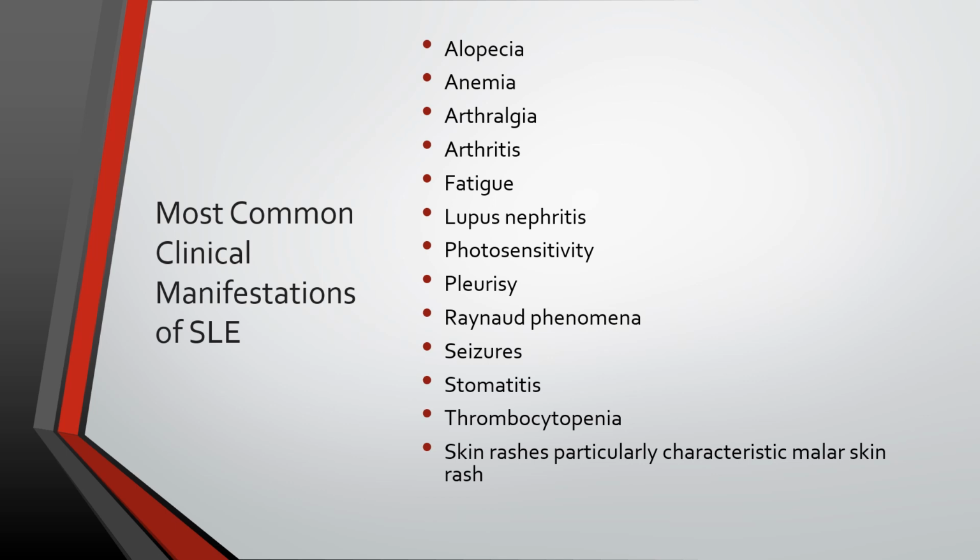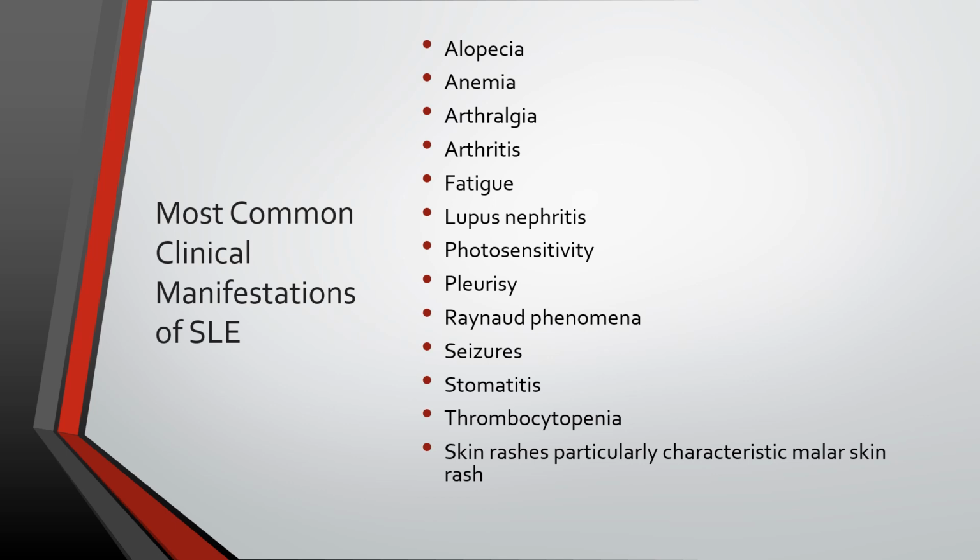Photosensitivity, pleurisy, Raynaud's phenomenon, which is a condition that causes the blood vessels in the extremities to narrow and restricts that blood flow. If you know someone that has Raynaud's, you'll see their fingers turn a really red purple color. They turn super cold, right? It's the extremities, those blood vessels narrowing and not getting any blood flow.